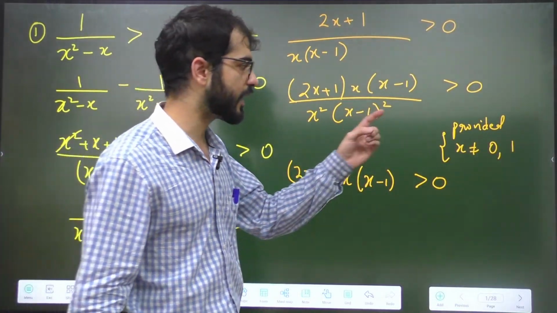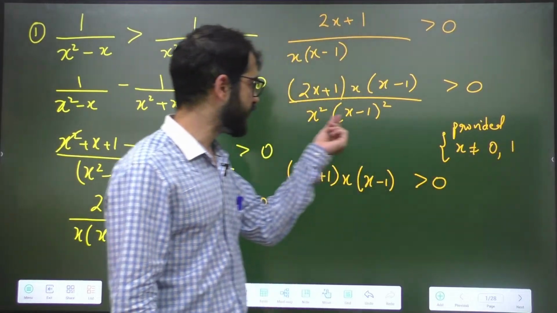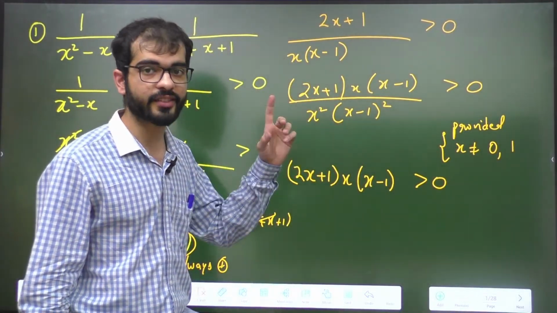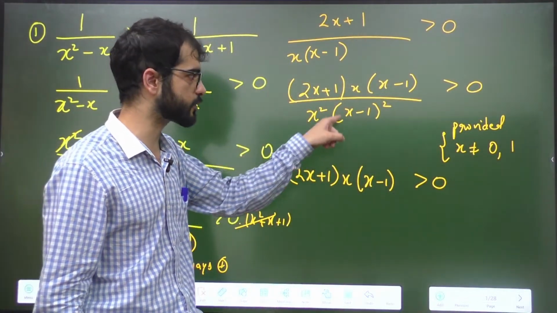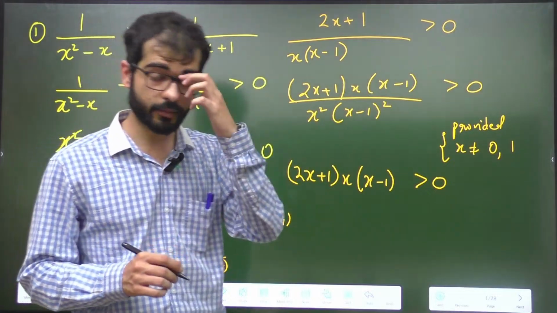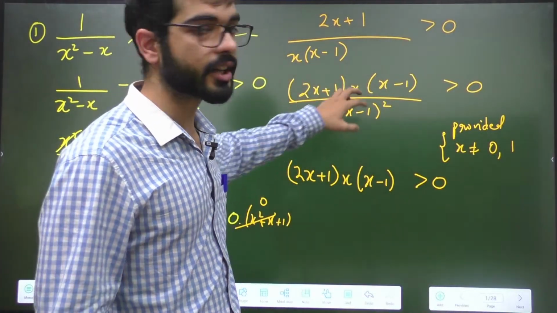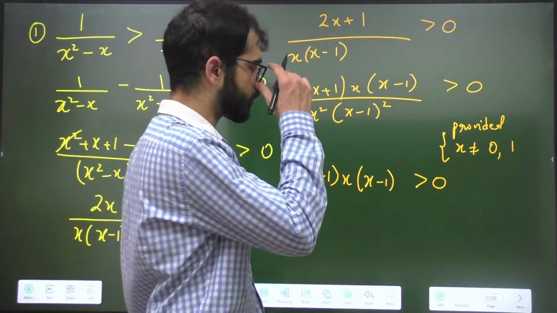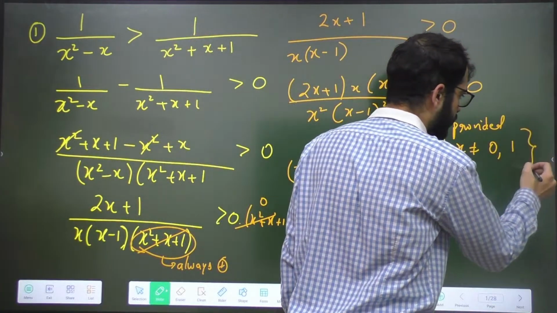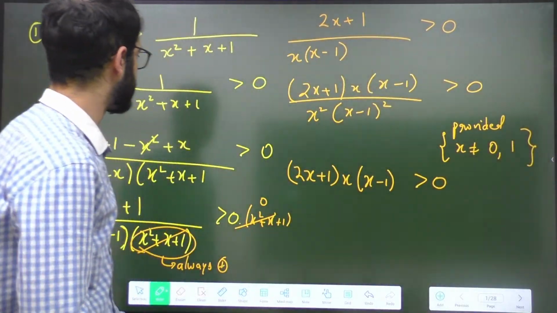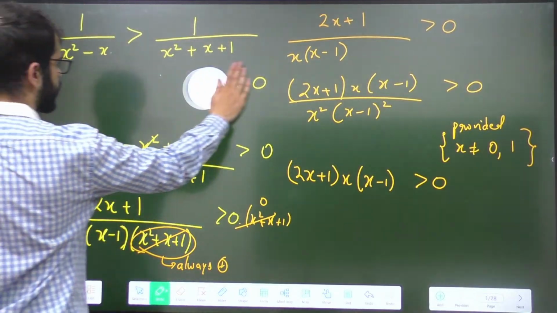Because if the value of x becomes 0 over here, the function becomes undefined. If the value of x becomes 1 over here, then 1 minus 1 becomes 0, and 0 in the denominator makes the expression undefined. So you have to keep in mind that the value of x should never become 0 and 1. Now let's move further in this question, which I'll be solving over here.